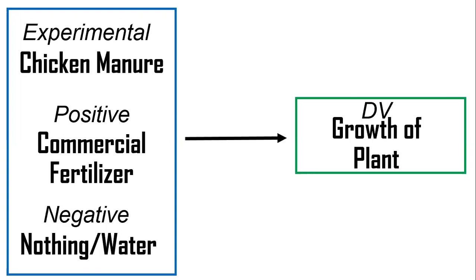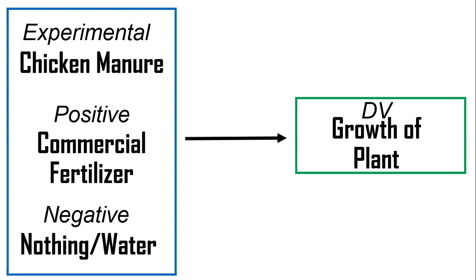Also, the amount of sunlight, the environment that they have, and all other things. They must be controlled, or kept constant, so that you will really know that it is only the chicken manure, the fertilizer, and the water that you are testing, and not other things that might affect the growth of plants.